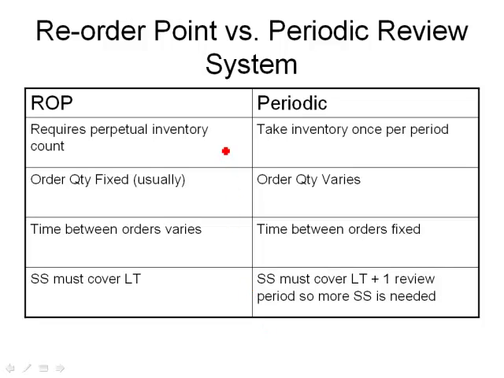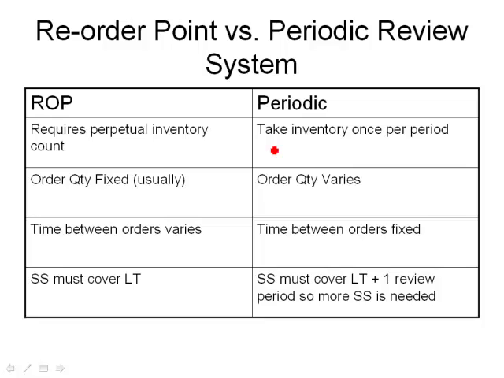Let's take a minute to compare the reorder point system versus the periodic review system. There's some really key differences. In some ways, these two systems are the complete opposite of one another. In a reorder point system, the thing that triggers our reorder is being at a particular level of inventory, whereas in the periodic review system, the thing that triggers our reorder is the clock. 2 weeks have elapsed, or it's Friday, or something like that.